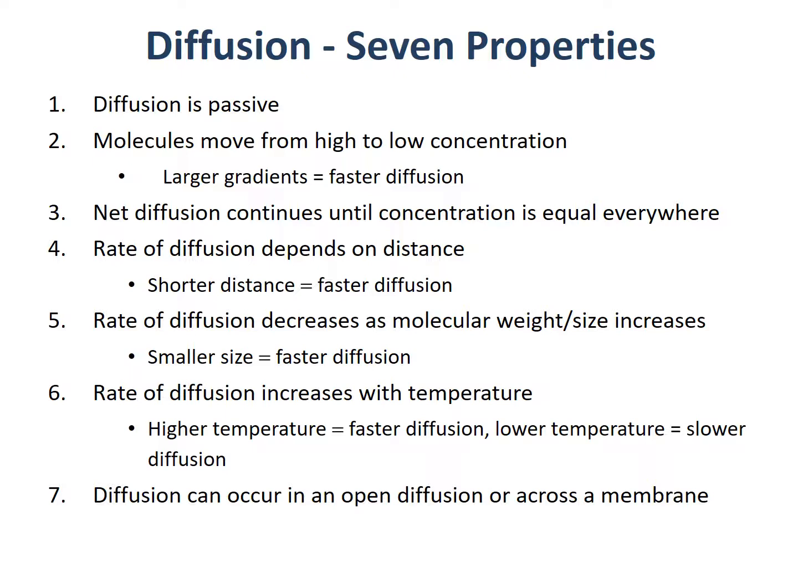The more of a compound there is, the more of a difference there is between those areas, the faster it will diffuse. 3. Net diffusion continues until the concentration is equal everywhere. The key words there being net movement. Molecules will continue to move, but they have no particular directionality after the gradient is eliminated.